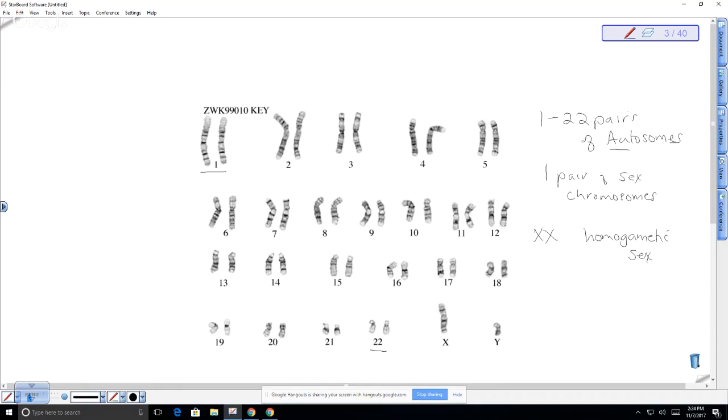So homo means same, and so they have 2 copies of the X chromosome. If you are XY, that is the heterogametic sex. So hetero, that's an E, heterogametic sex. Okay, so this one would be female, and this one would be the male symbol there.